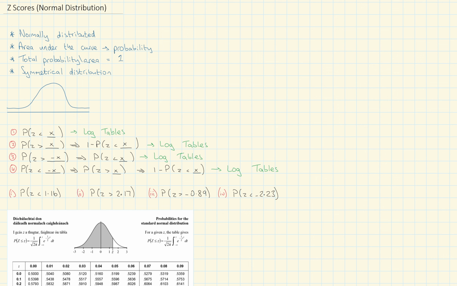Okay, so we have 4 types of ways that it could be asked. The probability that z is less than a value, and we go straight to the log tables. The probability that z is greater than a value. For us, we can't figure out the area to the right hand side of a value, so it's 1 minus the probability of the area to the left of that point. And then for our greater than a minus value, we flip the sign and we flip our inequality, straight to the log tables. And if it's less than a minus value, flip our inequality and sign, and then we know from example 2 it means 1 minus the probability that it's less than it.